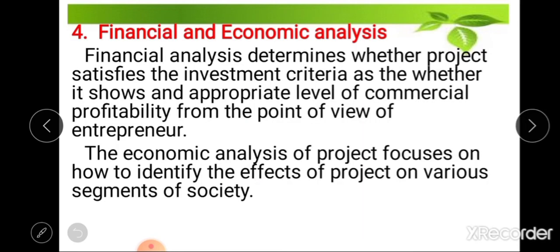After technical and organizational analysis, next point, that is financial and economic analysis. So this financial analysis determines whether the project satisfies the investment criteria, as in whether it shows an appropriate level of commercial profitability from the point of view of the entrepreneur. The economic analysis of a project focuses on how to identify the effect of the project on various segments of society. Okay, so we see one by one this financial and economic analysis.